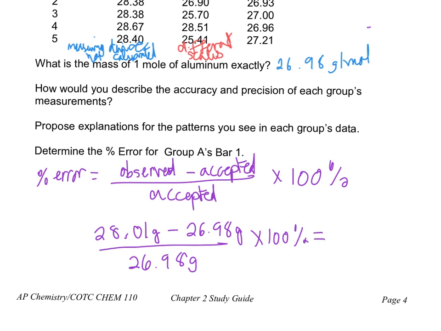Some teachers prefer that you do the absolute value for percent error. I prefer to keep it as positive or negative because that tells you whether your value is higher or lower than what it should be. In this case, we get 3.82%.